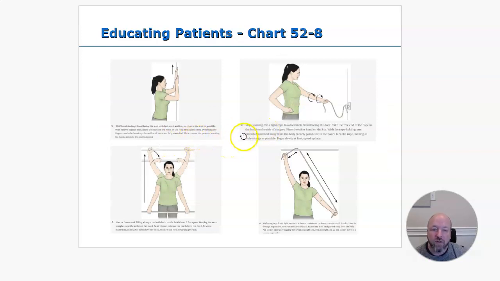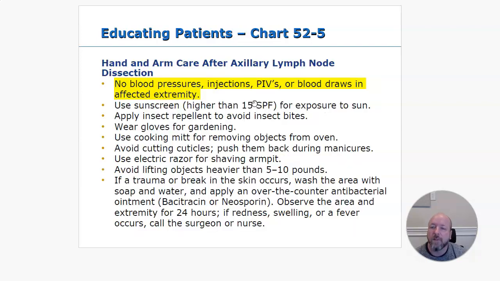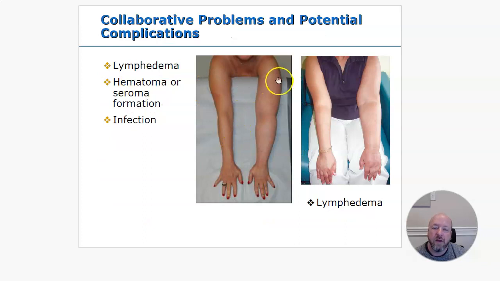After surgery, as they start recovering, we're going to start teaching them how to do arm exercises. That's very important, though this isn't the first few days; this is days after, as they recover slowly. But the big thing you're teaching them: no blood pressures, no injections, no blood draws of that extremity. Even avoid insect bites to that arm. If they're going to garden or cook, they don't want to get injured. Even shaving under the arm, they should maybe use an electric razor. You can see here one arm is swollen, one is not. That's also a sign.